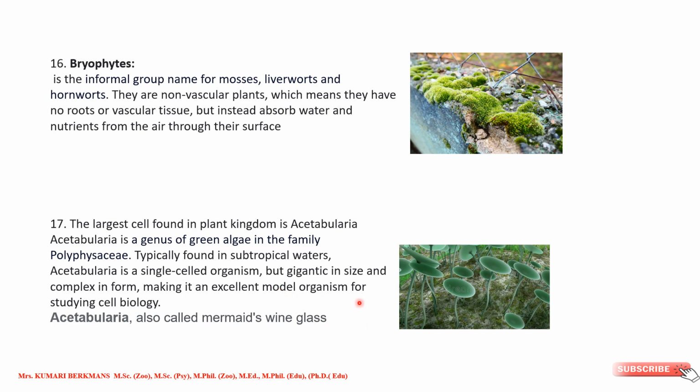Now the next one, the largest cell, Acetabularia. So the largest cell found in the plant kingdom is Acetabularia. You have to keep in mind the largest cell found in the plant kingdom is Acetabularia. This is very important, this question is also asked. It also has another name, the mermaid's wine glass. Mermaid in the sense that in the water we can see the wine glass of the mermaid. This structure looks like a wine glass, so it is called the wine glass of the mermaid. What is that? Acetabularia. You have to keep this in mind.